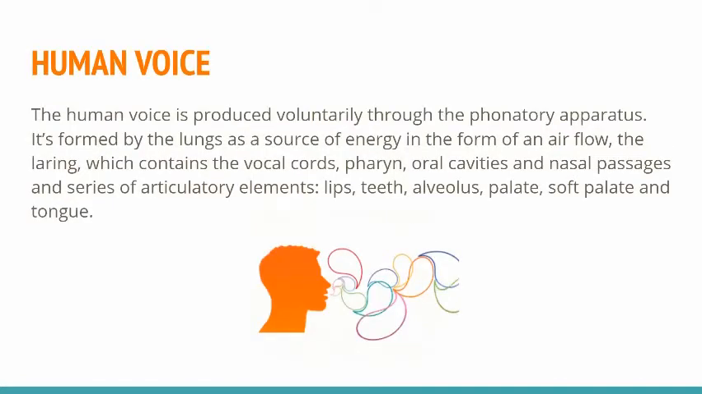The human voice is produced voluntarily through the phonatory apparatus. It is formed by the lungs as a source of energy in the form of an air flow, the larynx, which contains the vocal cords, pharynx, oral cavities, and nasal passages, and a series of articulatory elements: lips, teeth, alveoli, palate, and tongue.